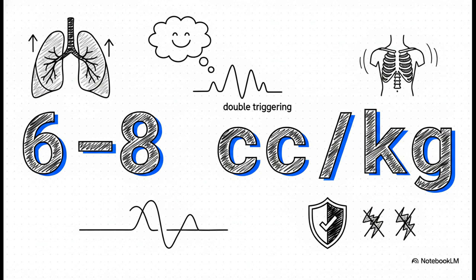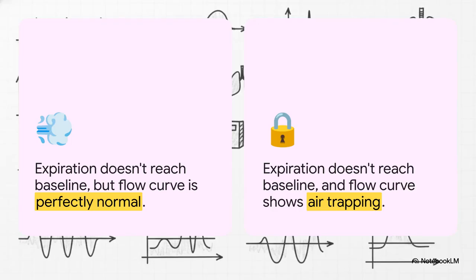The fix here is to increase the tidal volume target up to 6 or maybe even 8 cc's per kilogram. You really want to satisfy that air hunger. Because if you leave breath stacking untreated, you drastically increase the patient's risk of dangerous complications like volutrauma and barotrauma, and nobody wants that.